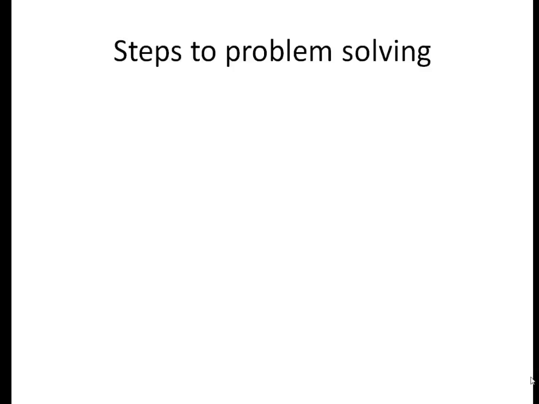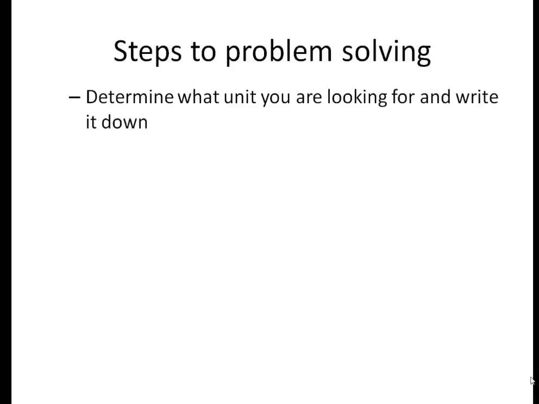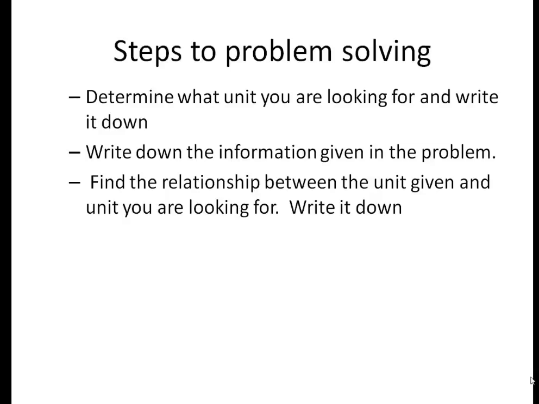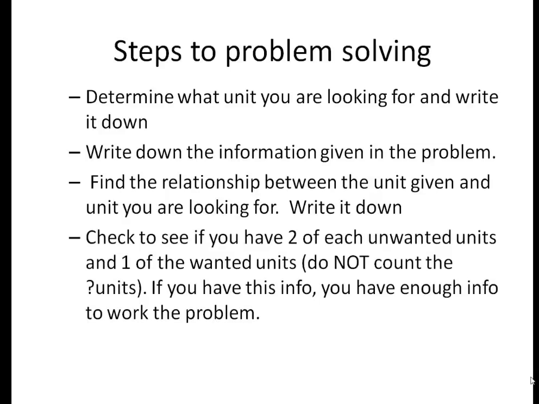There are some steps to problem solving. The first is to determine what unit you're looking for and write it down. If you don't know what you're looking for, you'll have a really hard time finding it. Write down the information given in the problem. Find the relationship between the unit given and the unit you're looking for and write it down. And check to see if you have two of each unwanted unit and one of the wanted unit. Do not count the question mark unit.